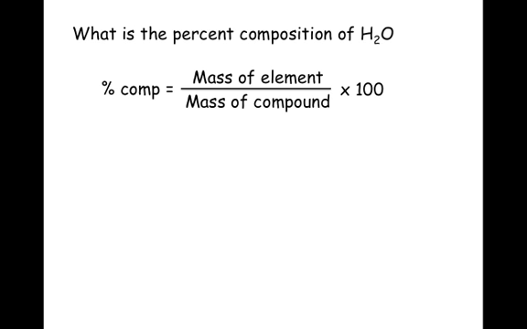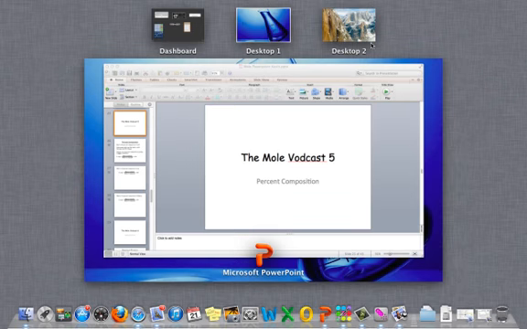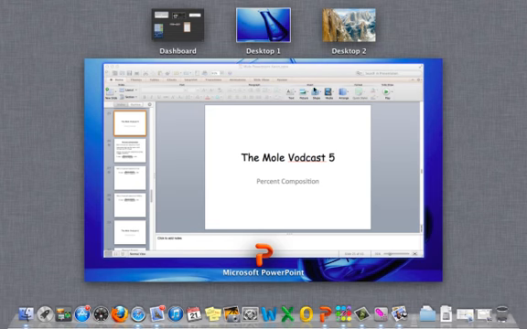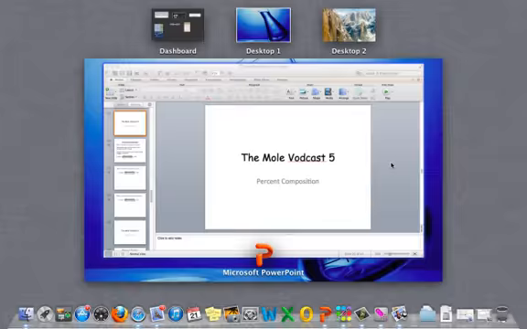There's your little formula: the mass of the element divided by the mass of the compound. That's what we need to know, and we need to do that for each component of the compound. Each of our components here are hydrogen and oxygen. And so we will do the percent hydrogen, and we'll do the percent oxygen. And so we have 2 hydrogens.